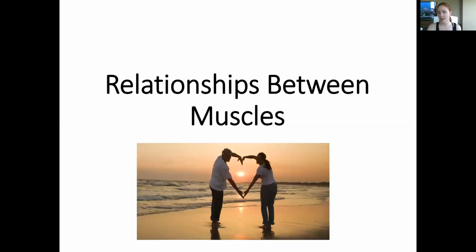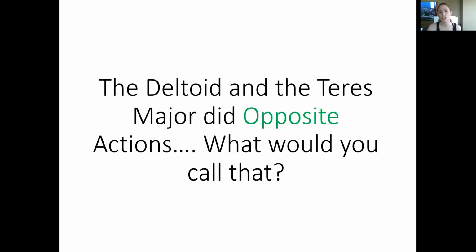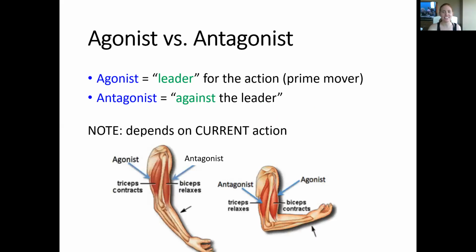Okay, so let's go into relationships. We just mentioned that the deltoid and the teres major did opposite actions. One abducts the arm, the other one adducts the arm. So they're moving in opposite directions. What's the word for being opposite? Anybody know? It starts with an A. Antagonistic. So antagonistic means opposite.